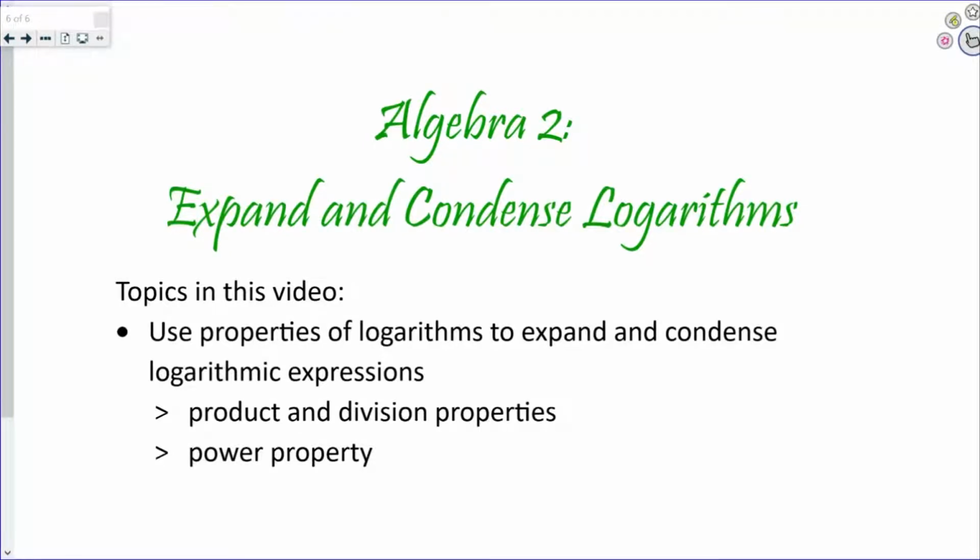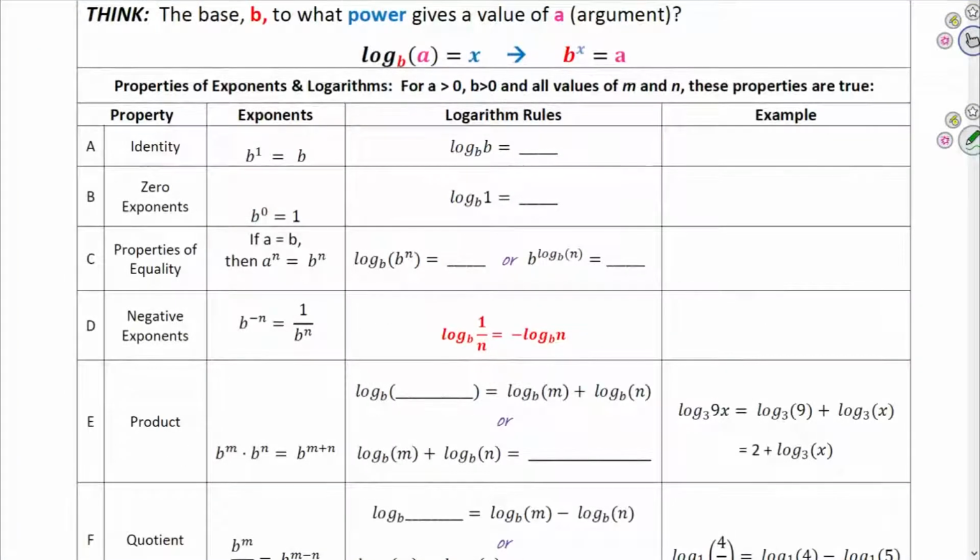This video is about using properties of logarithms to expand or condense logarithmic expressions. Most important to this is the product and division properties and the power property. Let's get started. Here is a quick overview of some of the properties about logarithms we've talked about so far, and then we'll build and emphasize the new stuff.